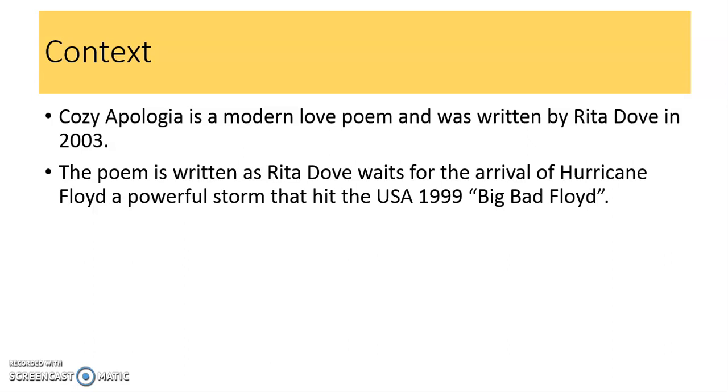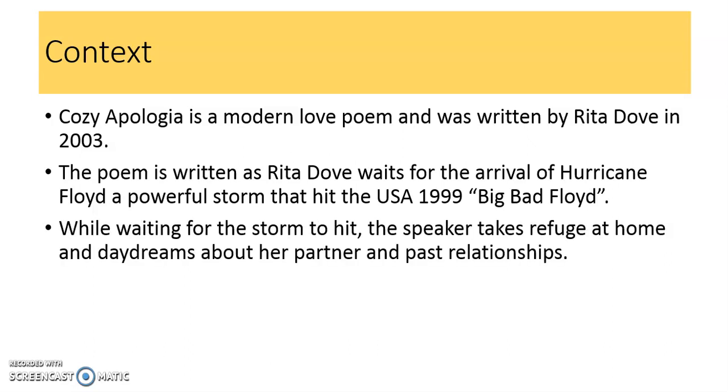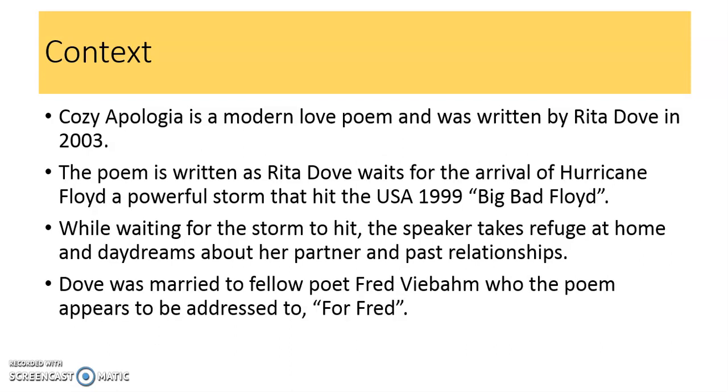The storm was referred to as Big Bad Floyd. While waiting for the storm to hit, the speaker in the poem takes refuge at home and she daydreams about her partner and her past relationships. Dove was married to a fellow poet called Fred Veblen, who the poem appears to be addressed to. It begins, "For Fred."